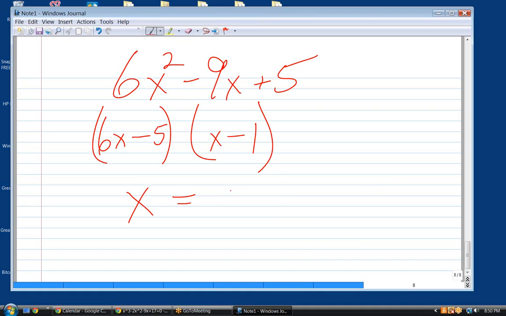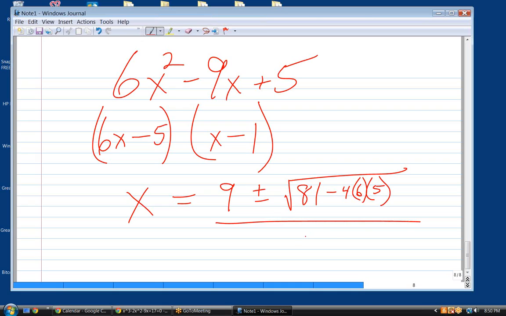X equals 9 plus or minus the square root of 81 minus 4 times 6 times 5, which is 120. 4 times 6... 4 times 5 is 20, 20 times 6 is 120.